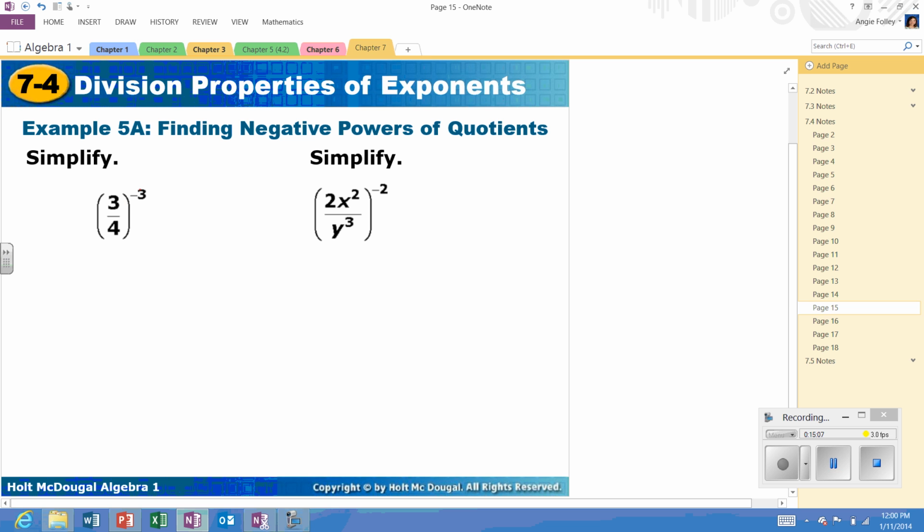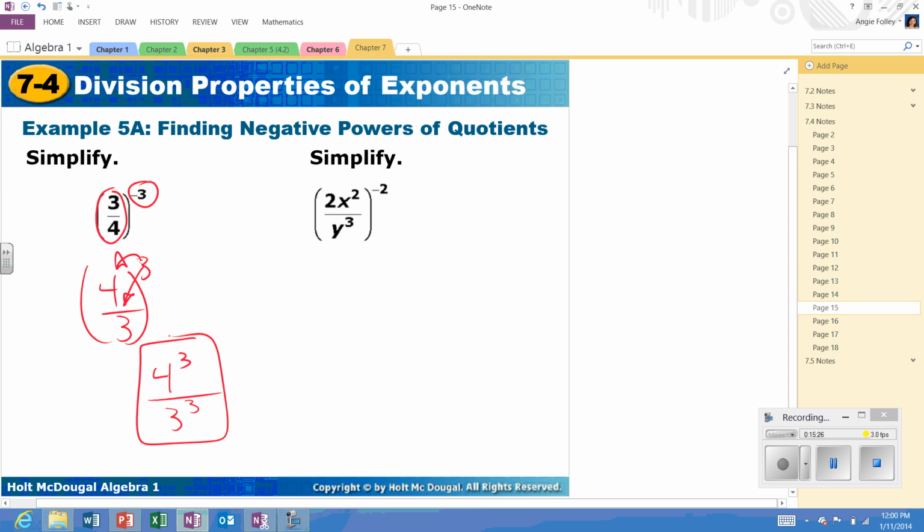So here we go. I have a quotient inside raised to the negative third power. So I'm going to flip the top and the bottom and then now make the power positive. Okay. Now we should rewrite this as 4 to the third over 3 to the third. And that is your answer.